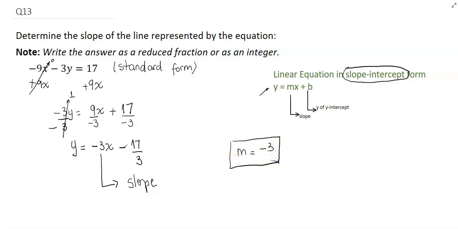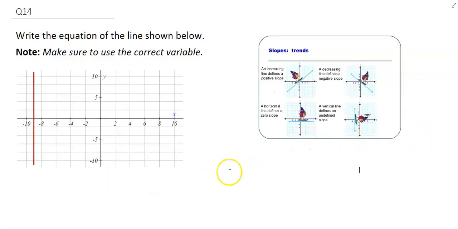So those are the problems where, for example, they can give you an equation in slope-intercept form. So you just look for the coefficient of the x, and this is your slope. But when it has a standard form, you convert to slope-intercept form and identify the coefficient of your variable x.